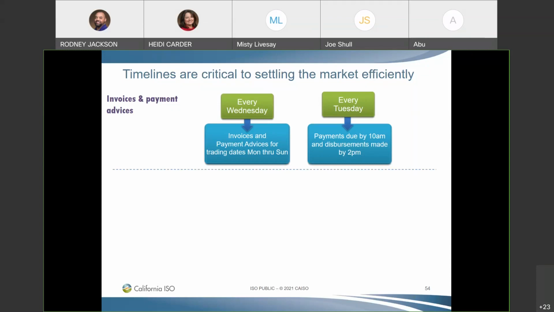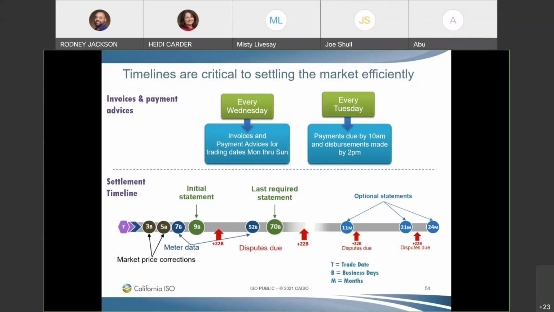Now, this diagram depicts the daily settlement timelines, which show how many times one trade date will be processed for adjustments and accurate calculations. This slide shows the timeline as it is today, and I do want to point out that we have a current market settlement timeline initiative that will be making changes to these dates. Again, to stay up to date with this process, we encourage you to visit the stakeholder process page to learn more about upcoming changes.